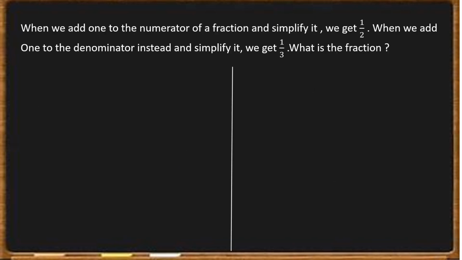Let's do another problem. Read the question. When we add 1 to the numerator of a fraction and simplify it, we get 1 by 2. When we add 1 to the denominator instead and simplify it, we get 1 by 3. What is the fraction? You can read it once again and tell me what is given in the question.